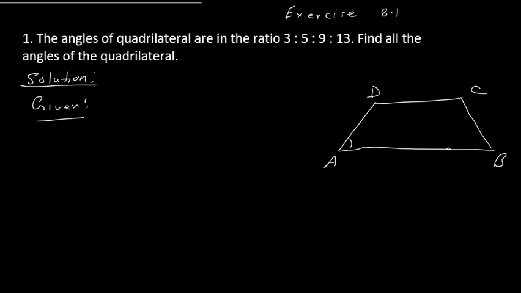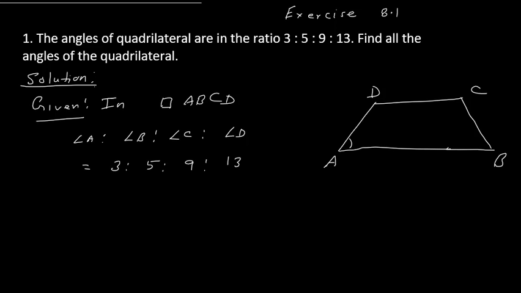I will say given: in quadrilateral ABCD, angle A : angle B : angle C : angle D is equal to 3 : 5 : 9 : 13. To find: we have to find the values of angle A, angle B, angle C, angle D. Solution.